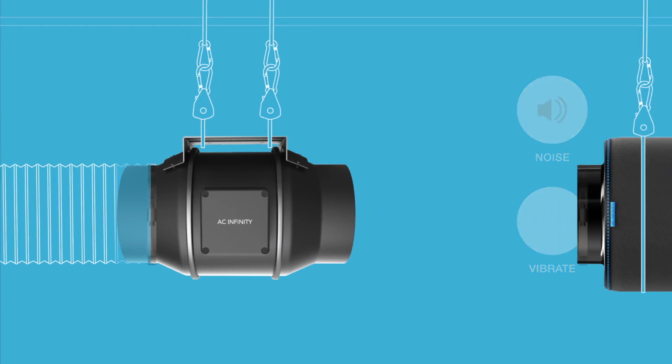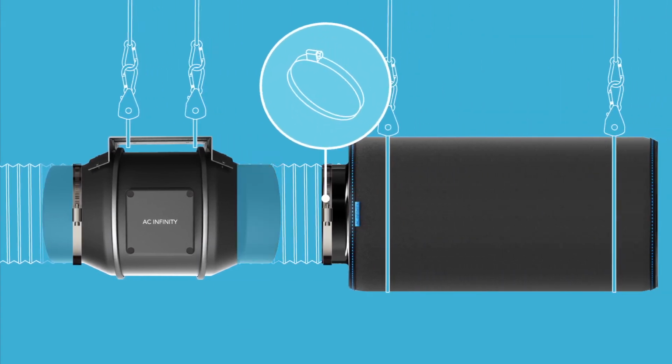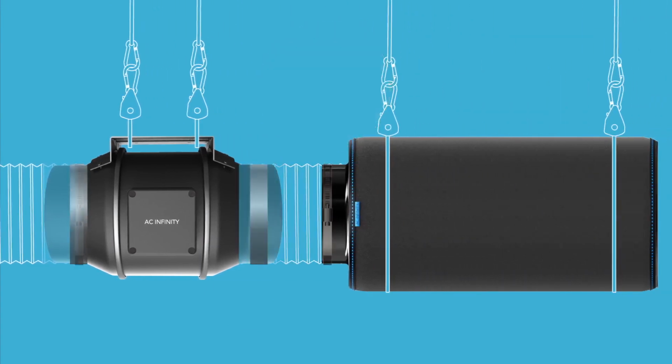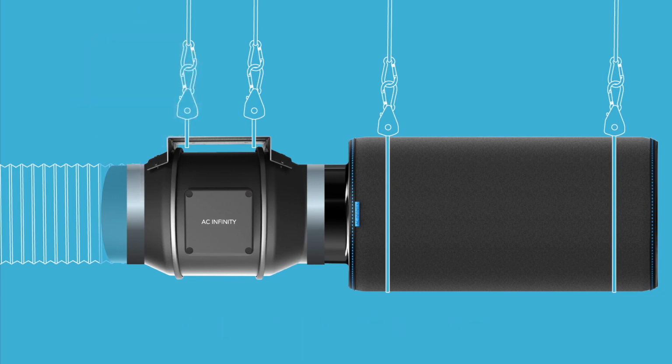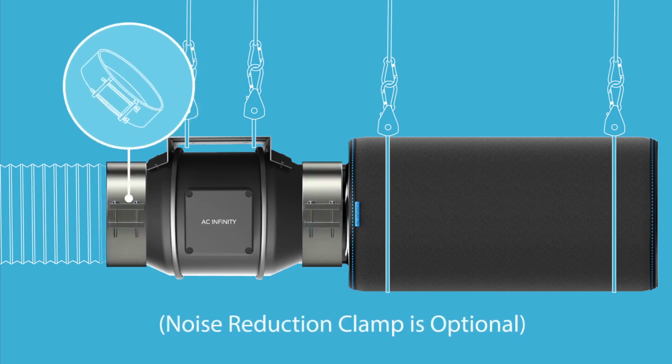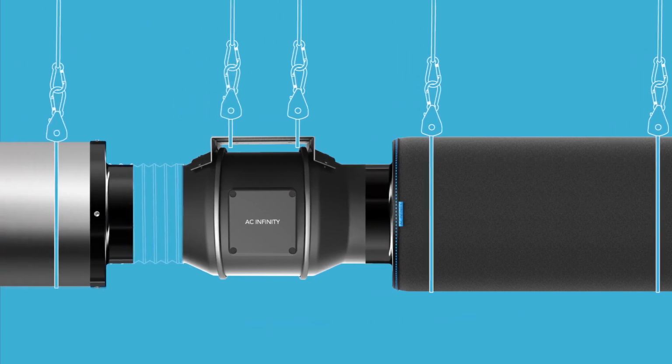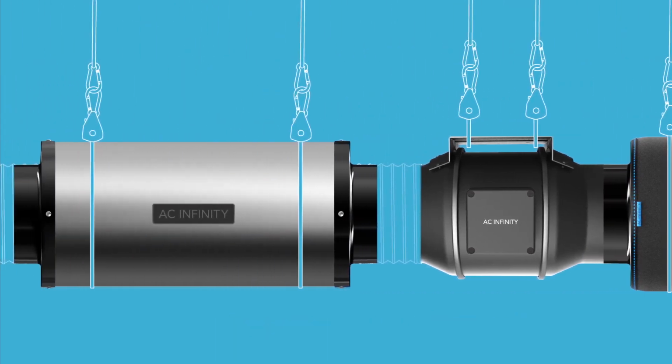Use ducting with clamps to connect the carbon filter to your fan. As an option, you may also add duct tape to prevent air leaks. You can also install a noise reduction clamp, or place a silencer between the ducting to further reduce noise output.